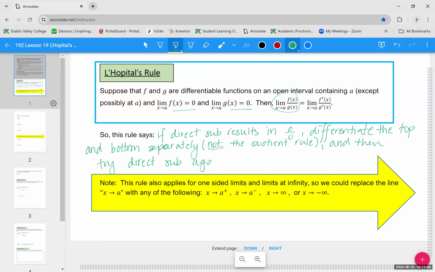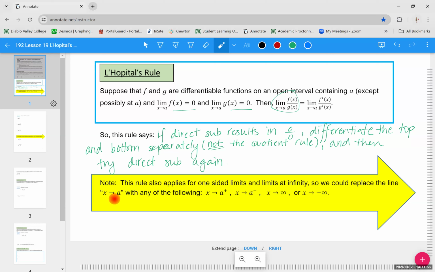So when does L'Hopital's rule apply? It's when you're finding a limit. Okay, it's not that you're trying to take a derivative. It's that you're finding a limit. You end up with 0 over 0. Then you can just take the derivative of the top and the derivative of the bottom and try again.